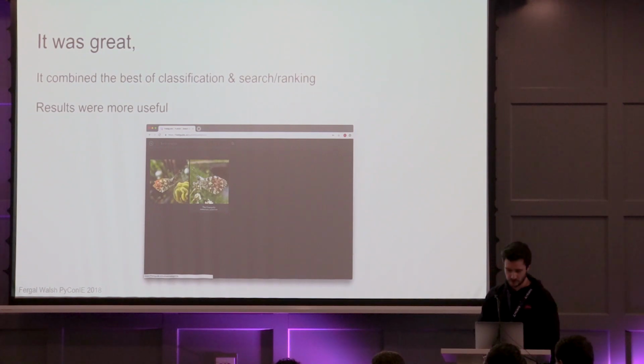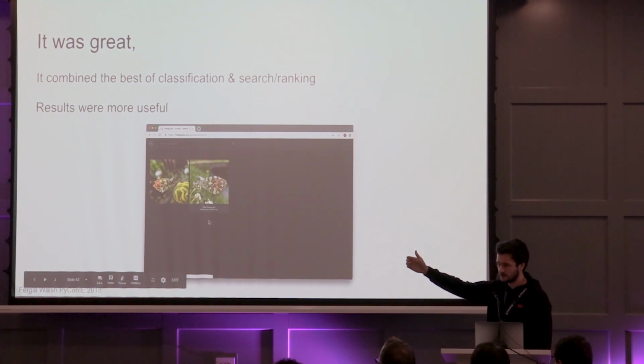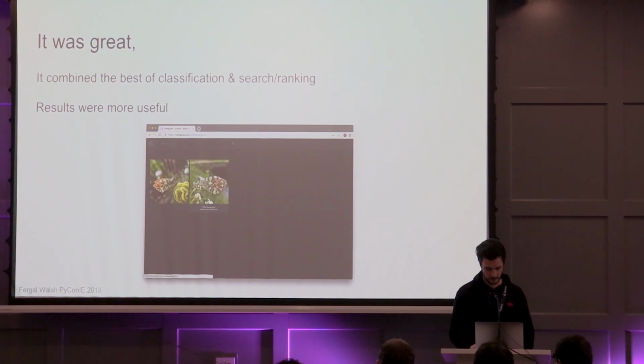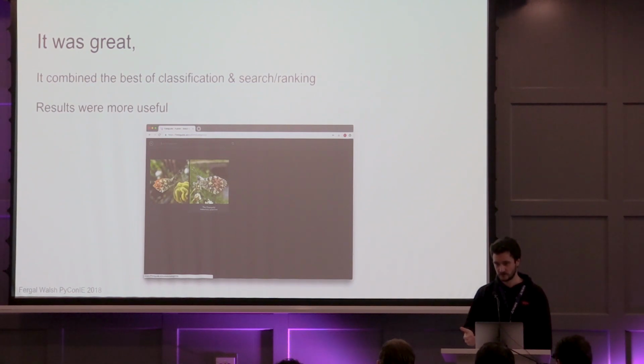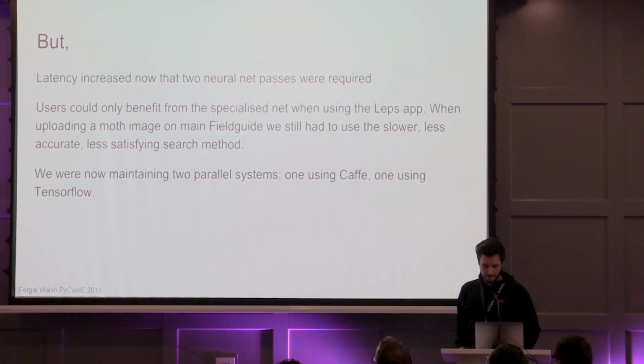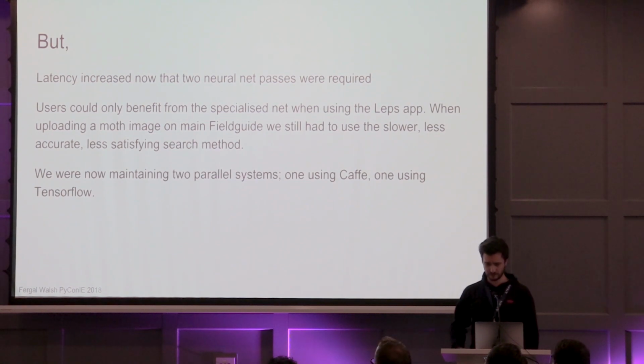So the results were much more useful because if I upload an image of the butterfly in this pose, then I get back the suggested category cover image in the same pose, which from a user experience perspective is a huge gain. So this makes it much, much easier for users to add images to the system. But there are now two neural net passes required, one for classification, one for similarity, or feature detection.